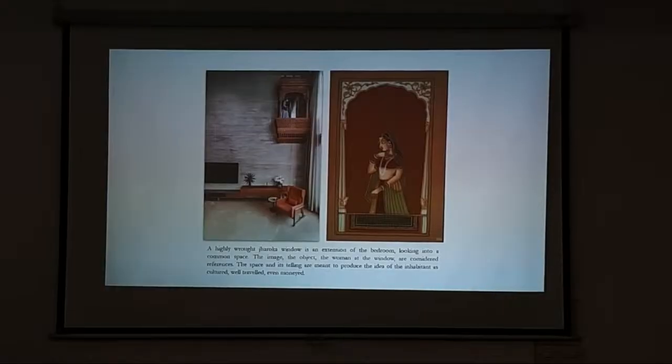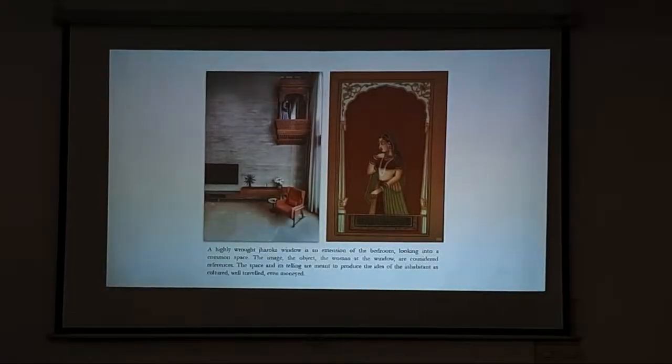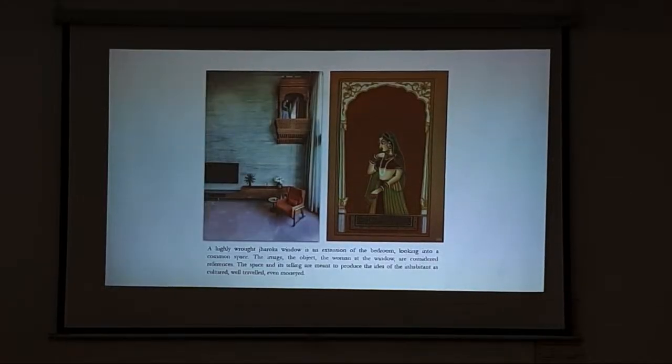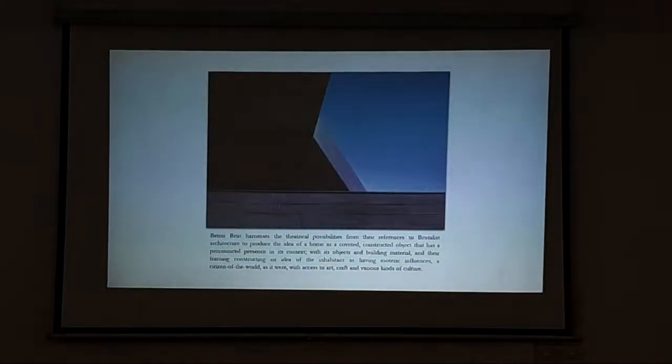A highly wrought jharokha window is an extension of the bedroom, looking into the common space. The image, the object, the woman at the window are considered references. The spaces and their telling are meant to produce the idea of the inhabitant as cultured, well-traveled, even moneyed.